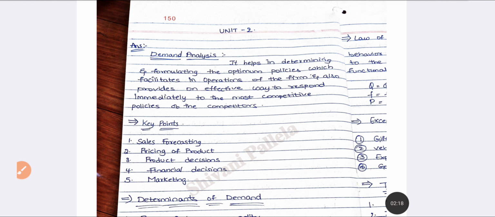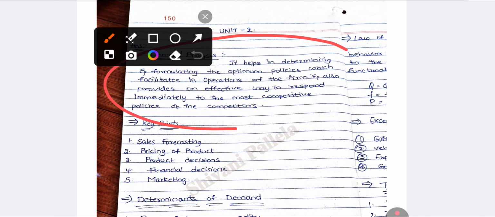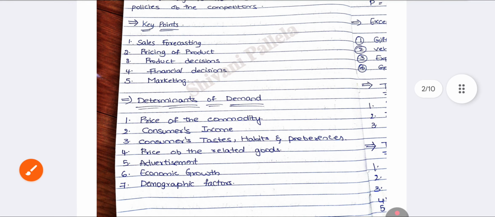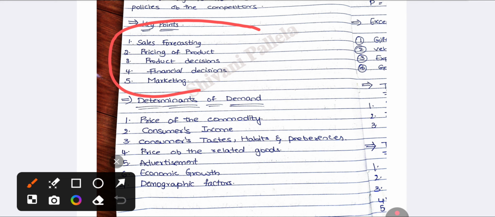Okay, and from unit number 2, there are a few separate concepts. See here, if they are asking about demand analysis, demand analysis is nothing but the prediction of your demand. You are analyzing your demand, whether it is increasing or decreasing, why it is increasing, why it is decreasing. That is called demand analysis. We are doing analysis. So that is the demand analysis meaning. If the question is related to demand analysis, you can write these side points.